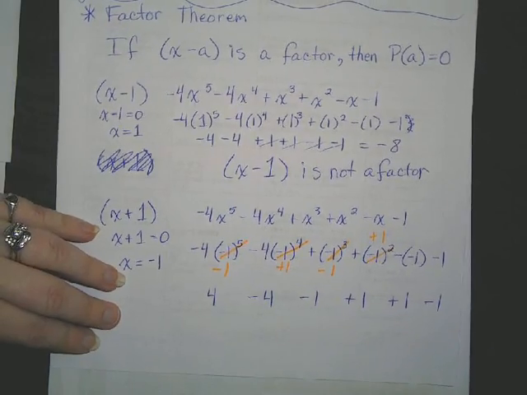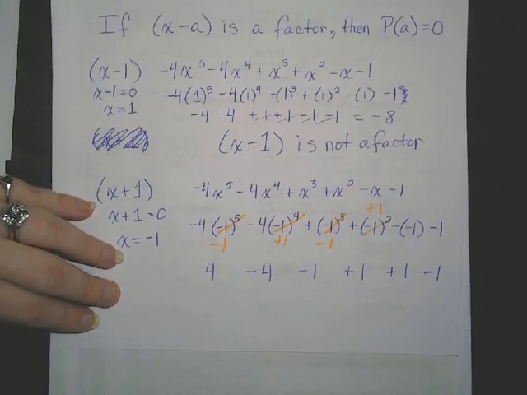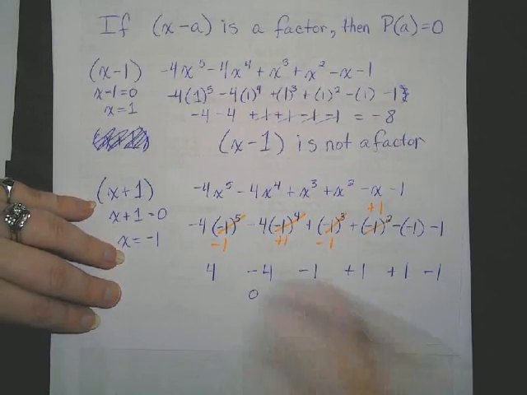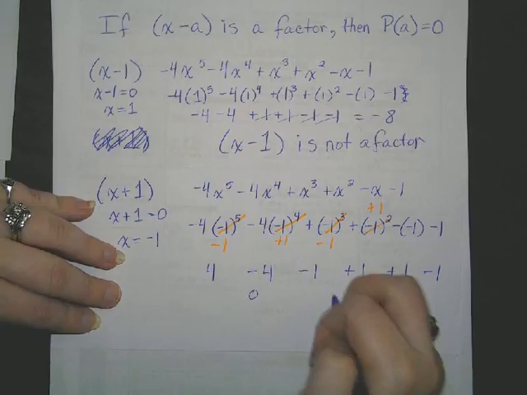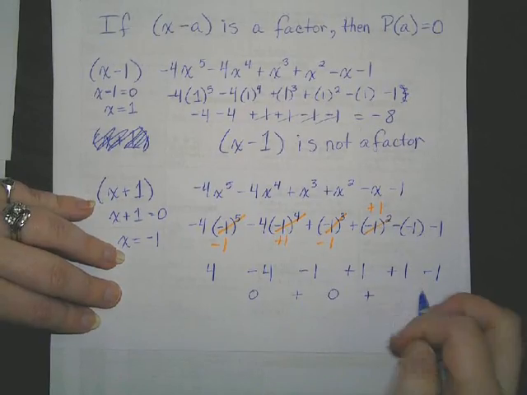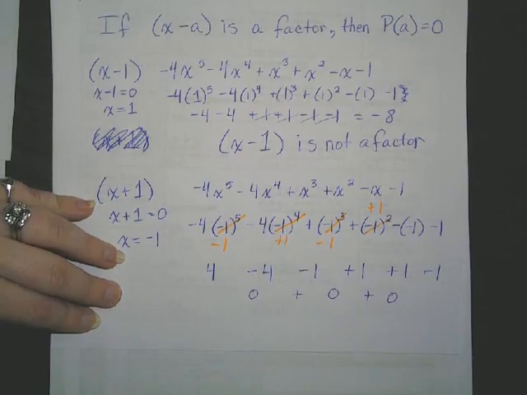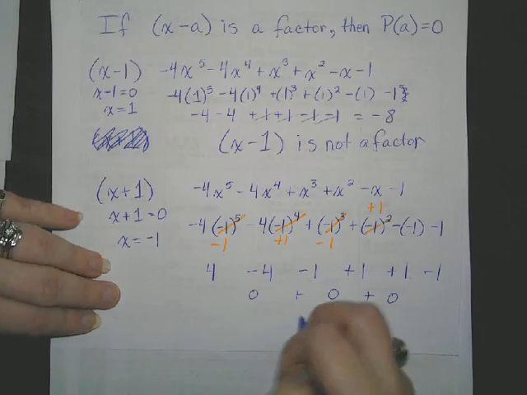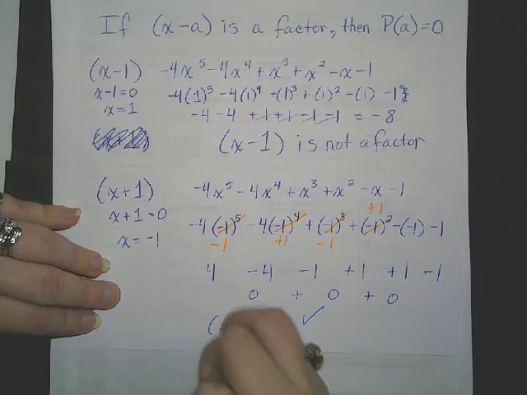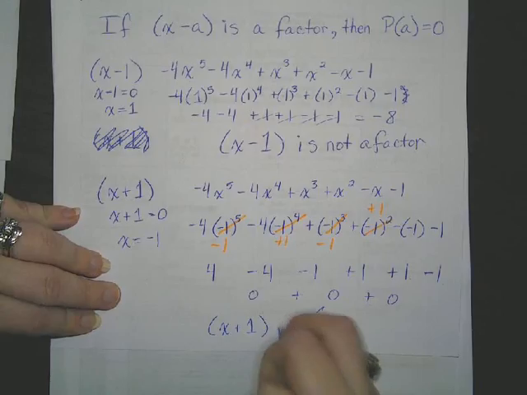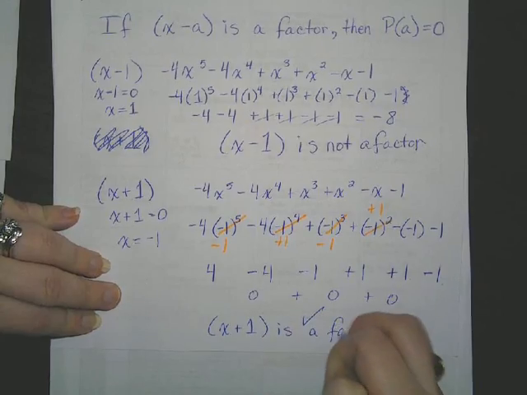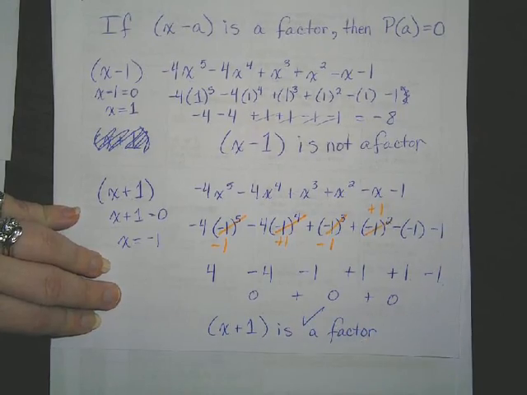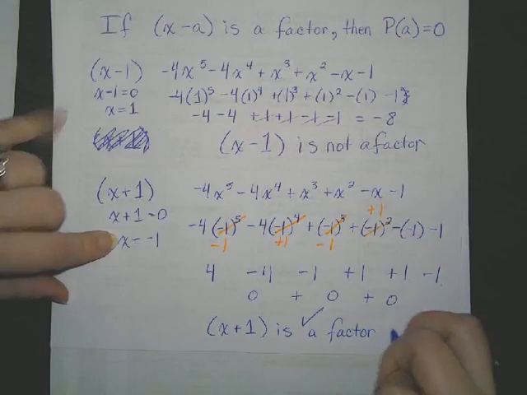Okay? So, 4 minus 4, well that's 0. Negative 1 and 1, well that's 0. And then positive 1, negative 1 is also 0. So it checks out. So x plus 1 is a factor. That means there is a root or a solution at x equals negative 1.